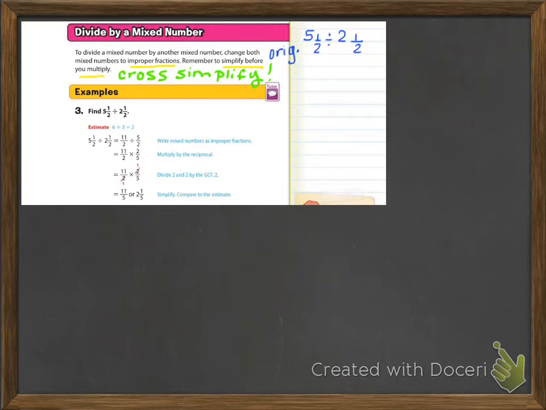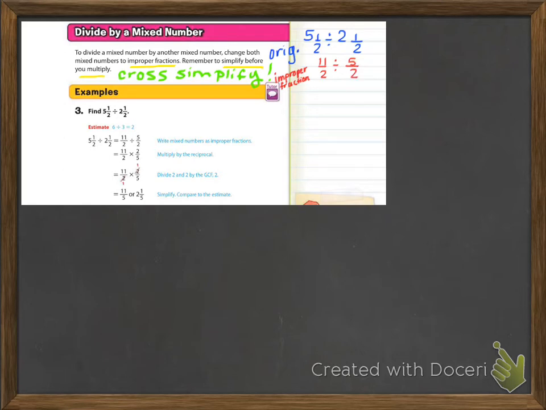Then we're going to go ahead and convert both of these into improper fractions, but leave them as a division problem first. So 5 times 2 is 10, plus 1 is 11, so we get 11 over 2, divided by, remember, leave that as a division because we only want to process one thing per line. 2 times 2 is 4, plus 1 is 5 over 2.